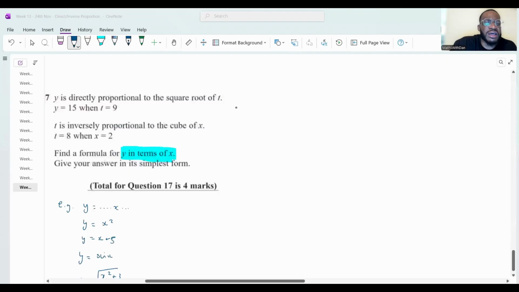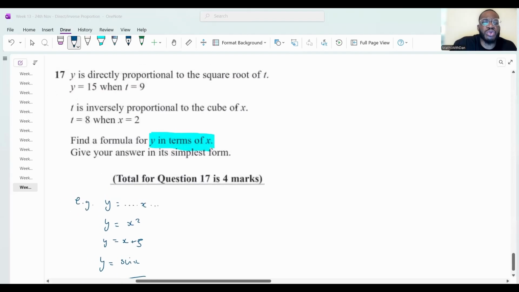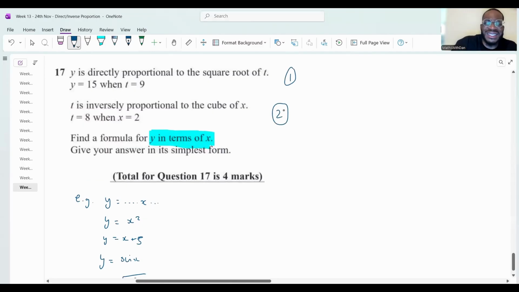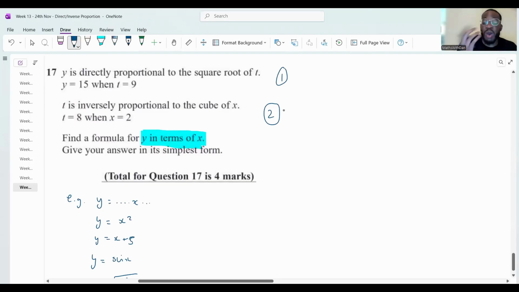So it says y is directly proportional to the square root of t. We've got two bits of information, bit of information one, bit of information two. It's the same type of setup that you see typically. So what I would do is just do it for both. Firstly, y is directly proportional, that is k times the square root of t. So y equals k root t. When y equals 15, t equals 9, I can use that to figure out what our constant of proportionality k is.